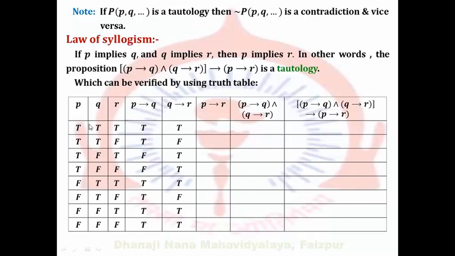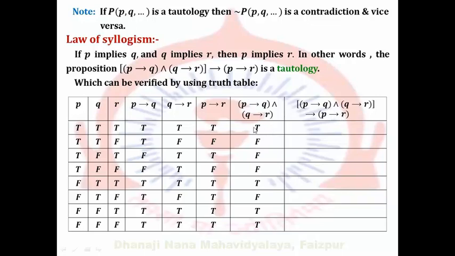Now P implies R. In the second row there is TF, then in the fourth row there is TF, and in the other rows there is no TF. So the second and fourth rows contain F and all others are true. Now the AND of P implies Q and Q implies R. For the first row we get T, here there is F, here F, F, then T, here F, T, T. And lastly we have (P implies Q and Q implies R) implies (P implies R).